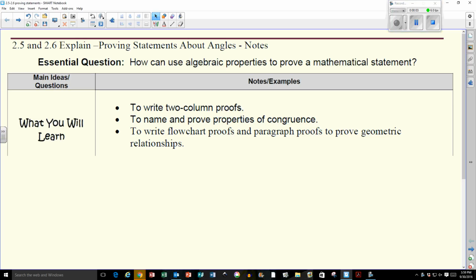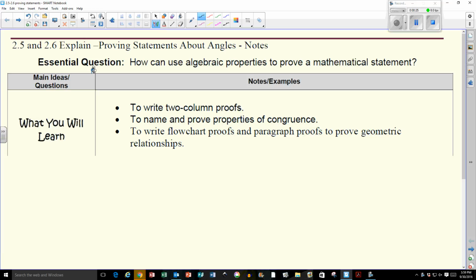Okay, so we're going to expand on what we were doing the other day, which is proving statements about angles, segments, algebraic, all that stuff we were doing the other day. We're just going to expand on it some more. Some of this is a little bit of a repeat of what we did the other day, so I'll go kind of quick through the first part.